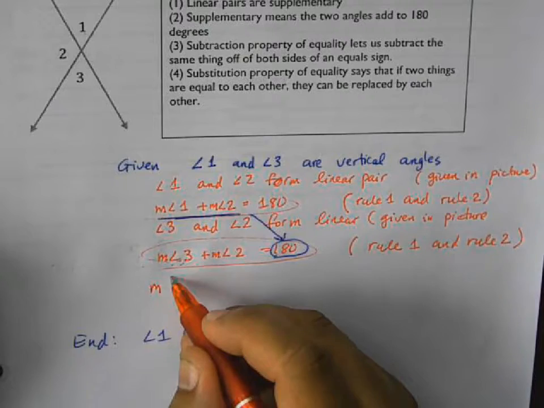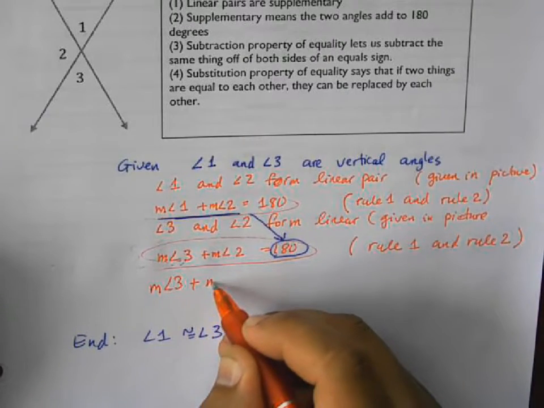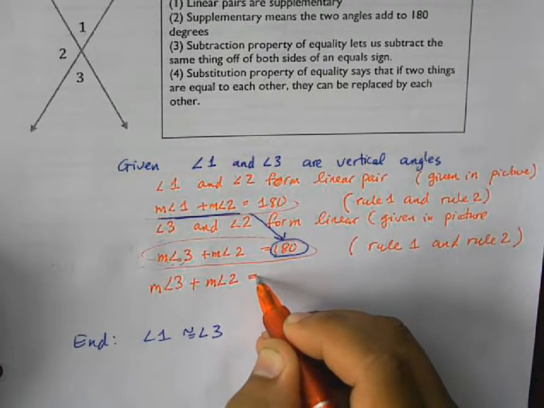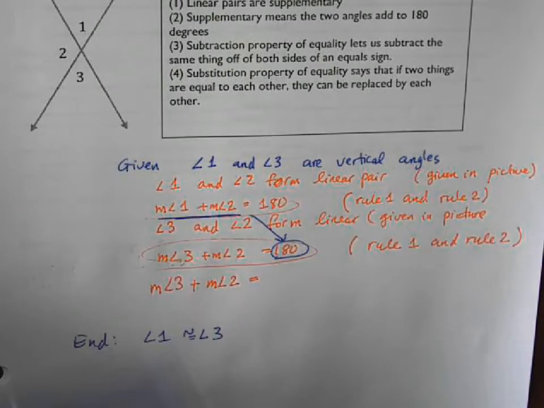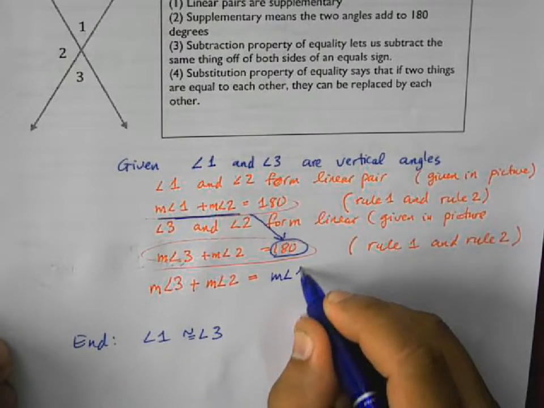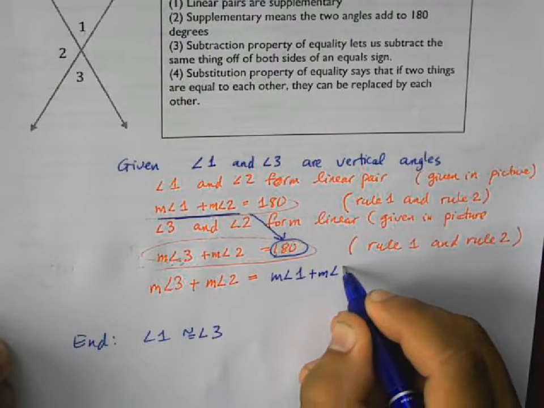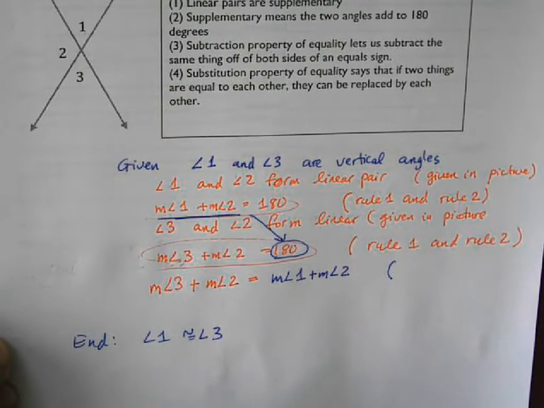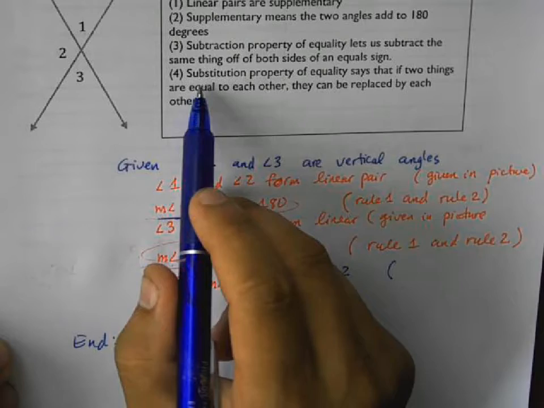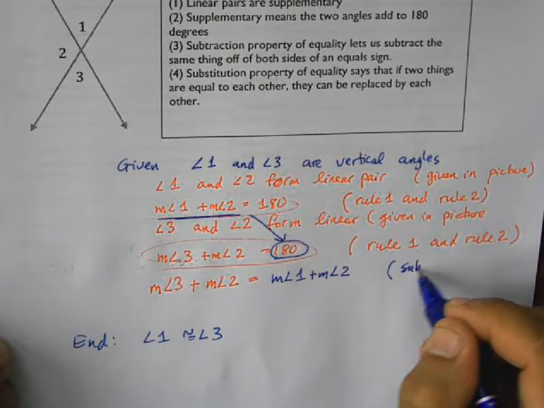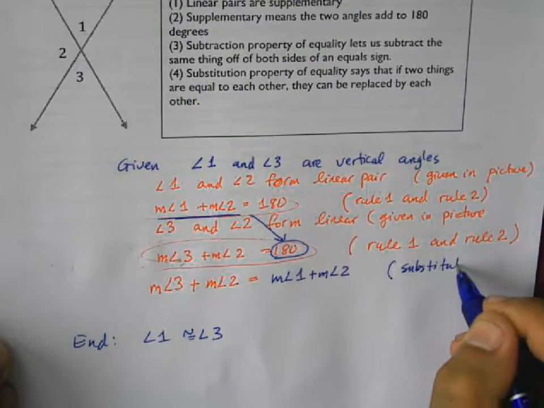So what we have is the measure of angle 3 plus the measure of angle 2 is equal to this substitution, the measure of angle 1 plus the measure of angle 2. And again, we always have to give our reason. In this case, this is rule number 4, or the substitution property.